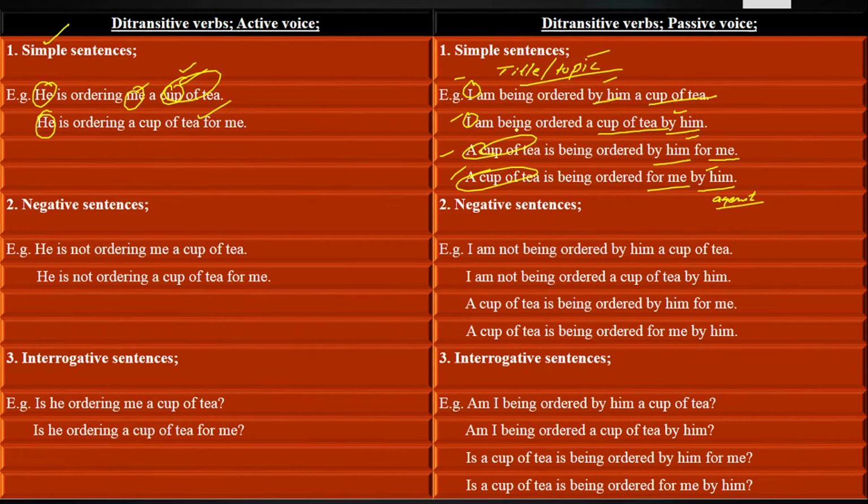Sentences will be changed in this way. I am being ordered by him a cup of tea. I am being ordered a cup of tea by him. A cup of tea is being ordered by him for me, and a cup of tea is being ordered for me by him.